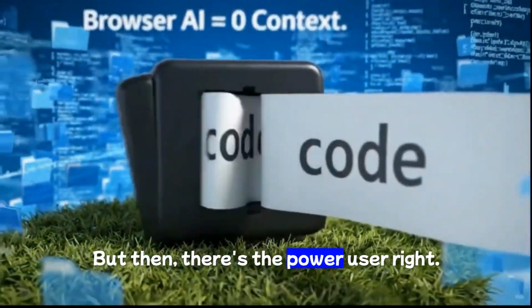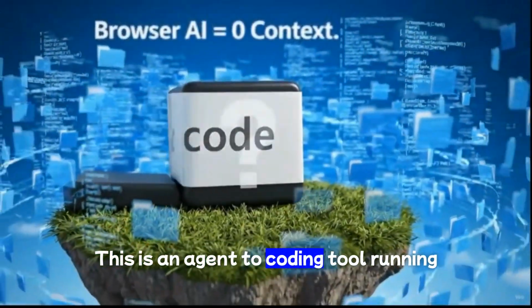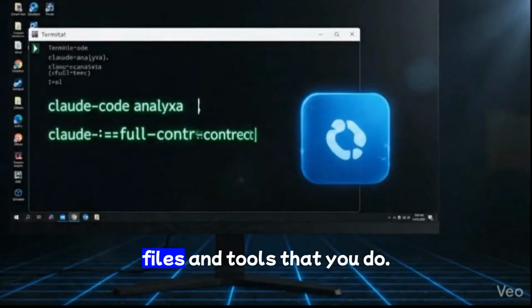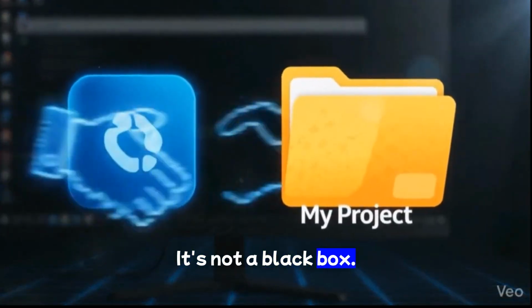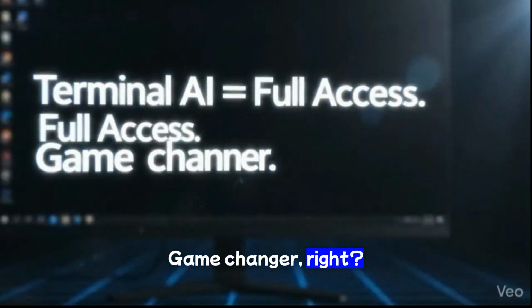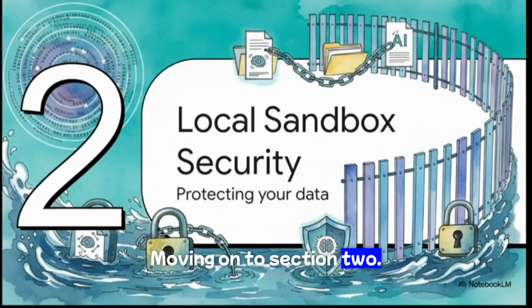But then there's the power user way. This is an agentic coding tool running directly in your terminal, like Claude Code. It actually has the exact same access to files and tools that you do. It's not a black box. It's a partner that reads your entire codebase from the inside out. Game changer, right?